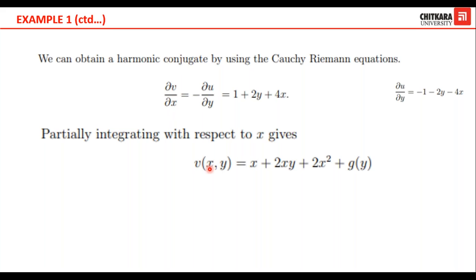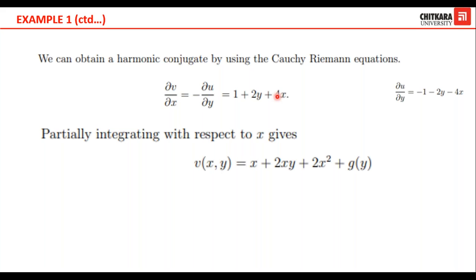This part will become V. This expression 1, we are integrating with respect to X, so 1 will become X. 2Y was kept constant, so we get 2Y, and we get X along with it. 4X will become 4X squared by 2, so the 2 can be cancelled and we get 2X squared.